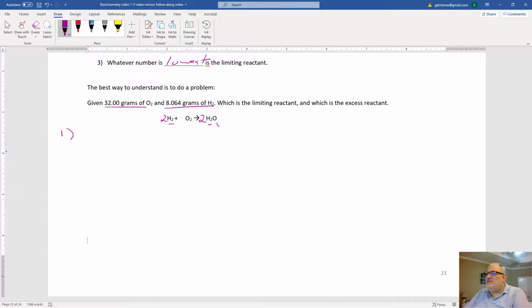Now you cannot look at this and go, oh wait, I have 32 grams of oxygen and 8 grams of this, therefore I'm going to run out of hydrogen first. You can't do this because this is a mole ratio equation and this is grams. So let's take a look. First step, we're going to convert from grams of oxygen to moles of oxygen.